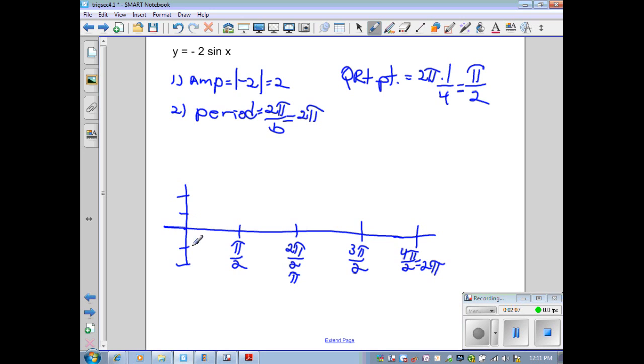So 0, -2, 0, 2, and back to 0. Again, starting with 0, ending with 0. Now I'm just going to generate a smooth curve. And this function is a representation of -2 sine x.